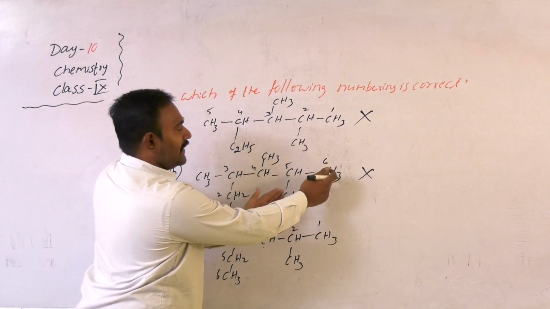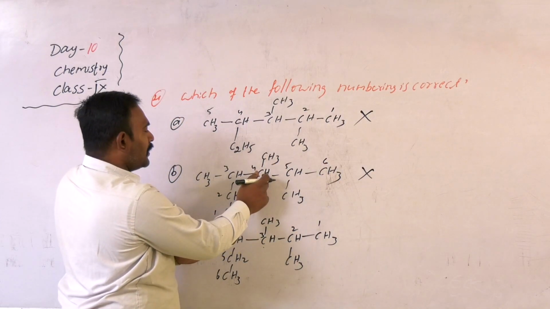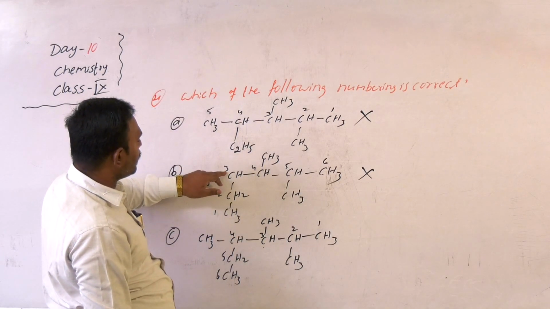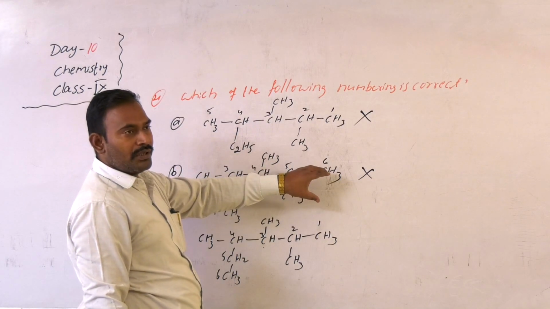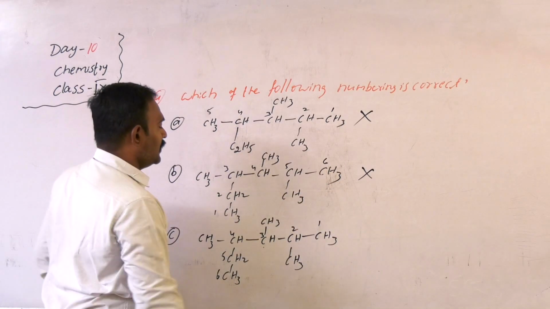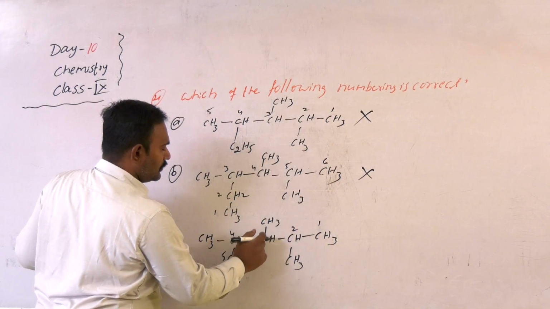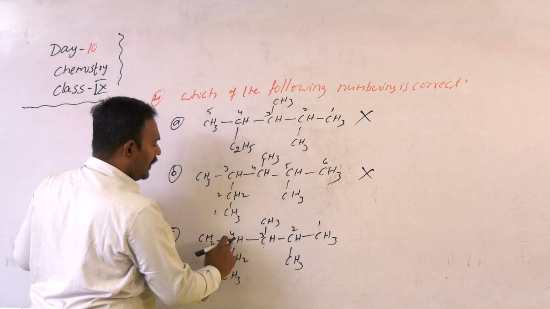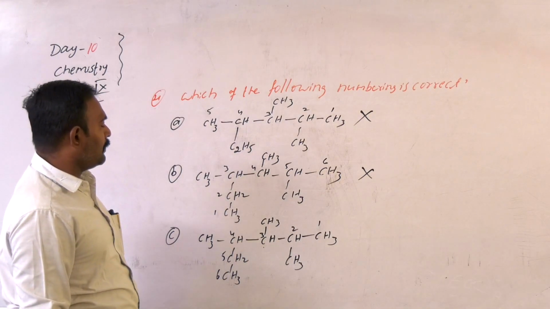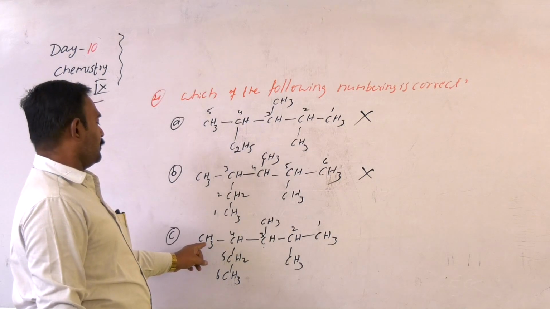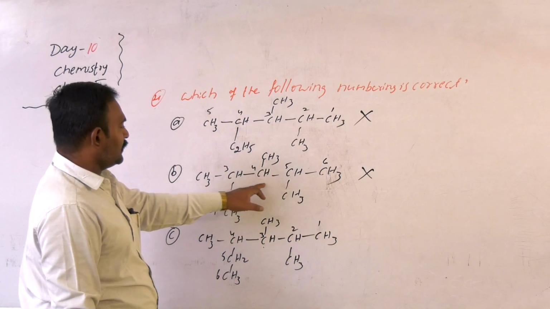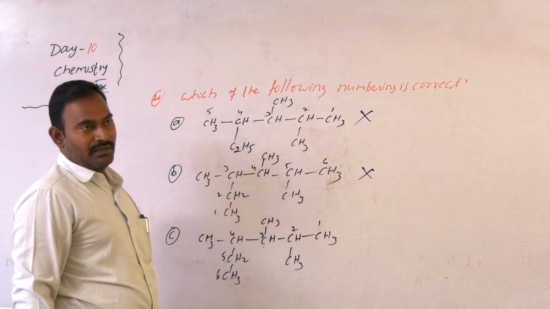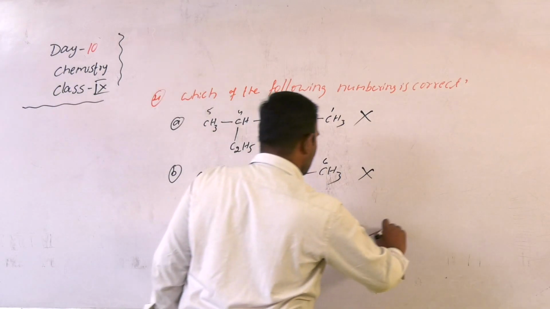If you give the numbering from this side, 1, 2, the branches come at the second, third and fourth positions. But because of giving the numbering from this side, 1, 2, the branches come at third, fourth, fifth. So according to the lowest sum rule, it is the wrong one. This is the correct procedure, 1, 2, 3, 4, 5, 6. The branches come at the second, third and fourth positions. If you add the branching positions, 2 plus 3, 5, plus 4, 9. In this case, 3 plus 4, 7, plus 5, 12. So according to the lowest sum rule, this is the correct option.